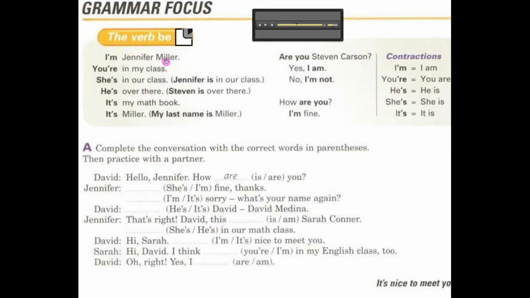Jennifer Miller is a noun. In my class, adverb of place. In our class, also adverb of place. Over there, adverb of place. My math book is a noun, and then Miller is also a noun.